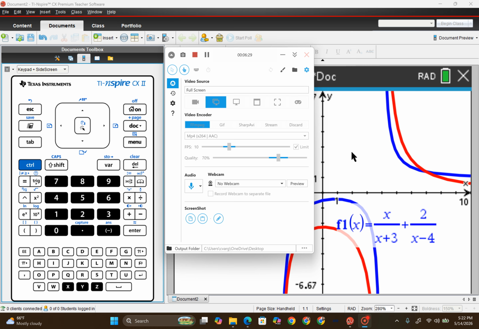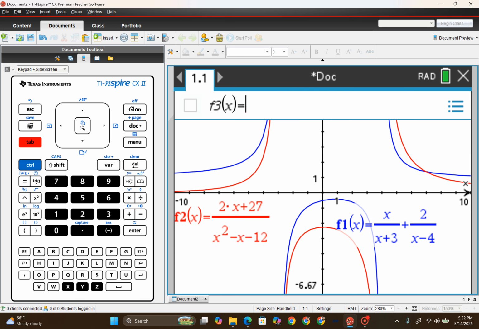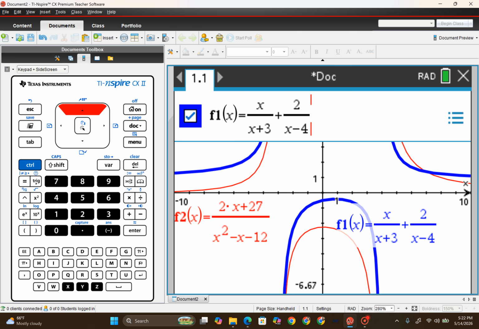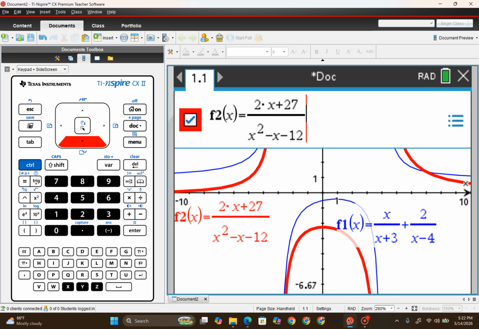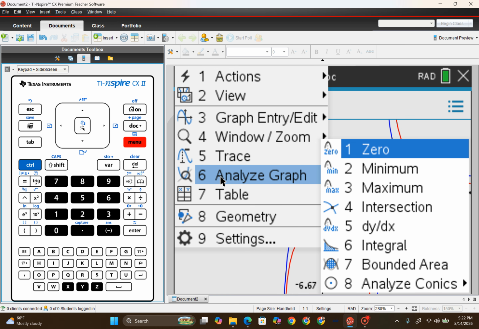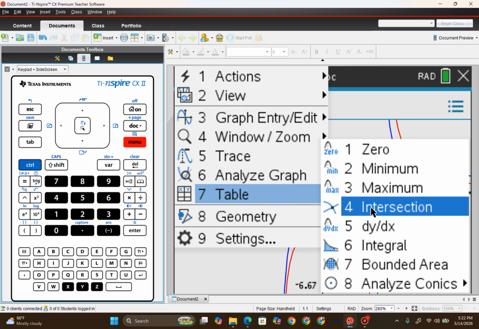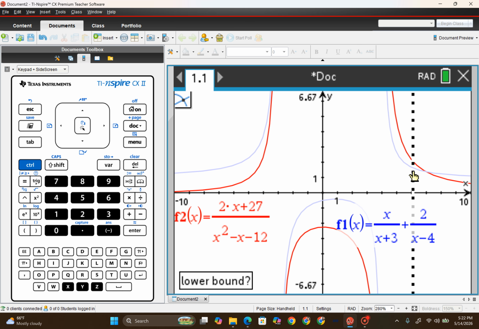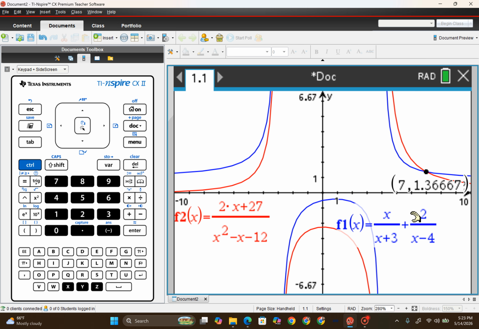All right, so I went ahead and plugged in my graphs. So if I hit tab, this is what I plugged in under F1, right? The left side of the equal sign. Under F2, the right side of the equal sign, and then you hit enter, and then you're looking to see where the graphs intersect. You can see that they actually intersect over here, but let's go ahead and do it. So menu, analyze graph, intersection, and this is where you go to the left, you press the middle, and then you go to the right, you press that, and then you see that they intersect at the number 7.